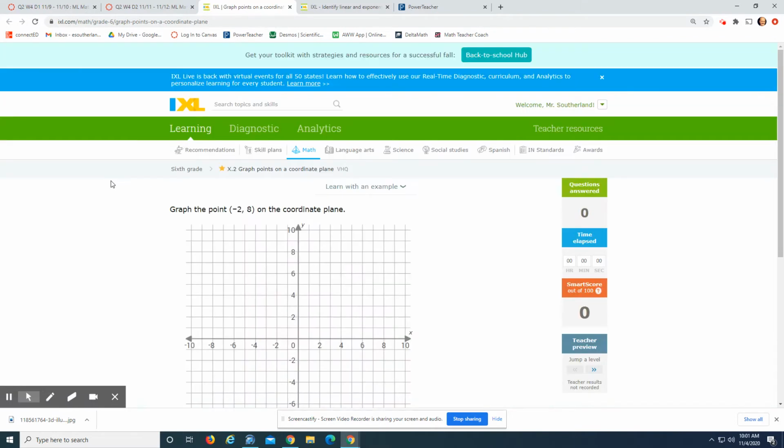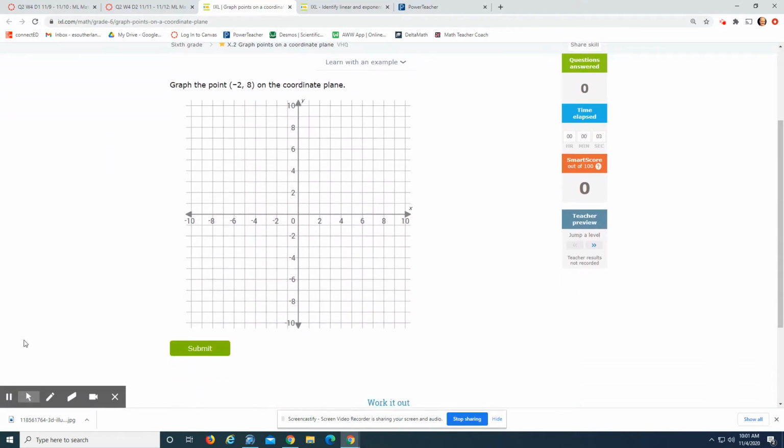So this explains, it wants you to graph a point onto the plane. The first number in an ordered pair is an x, which tells you where you need to find it on this line. The second number is a y, and that tells you where to find it on this line.